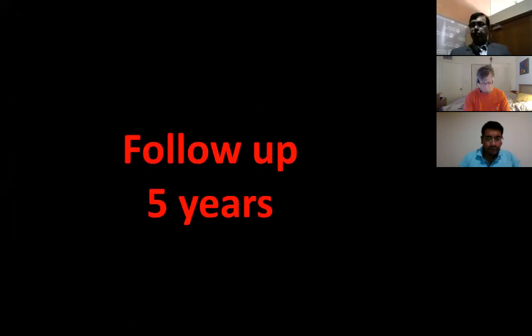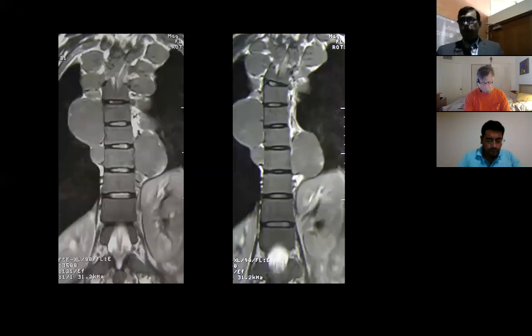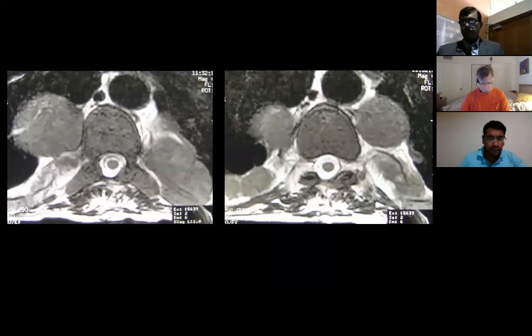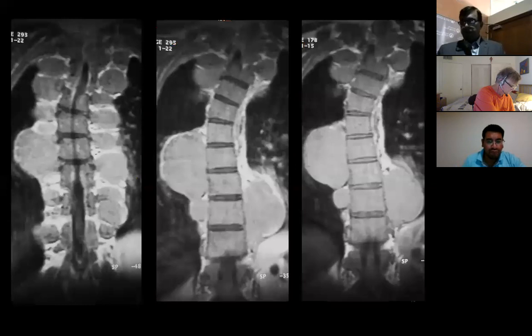We followed her up for 5 years. Again, of course the lumps are still there, the disease is still there, but there is no cord compression. And we continued for 8 years. At that time, she developed recurrent symptoms of cord compression. Back pain, limb weakness, but not in a severe way, no incontinence, the weakness was mild. And those are her pictures then.